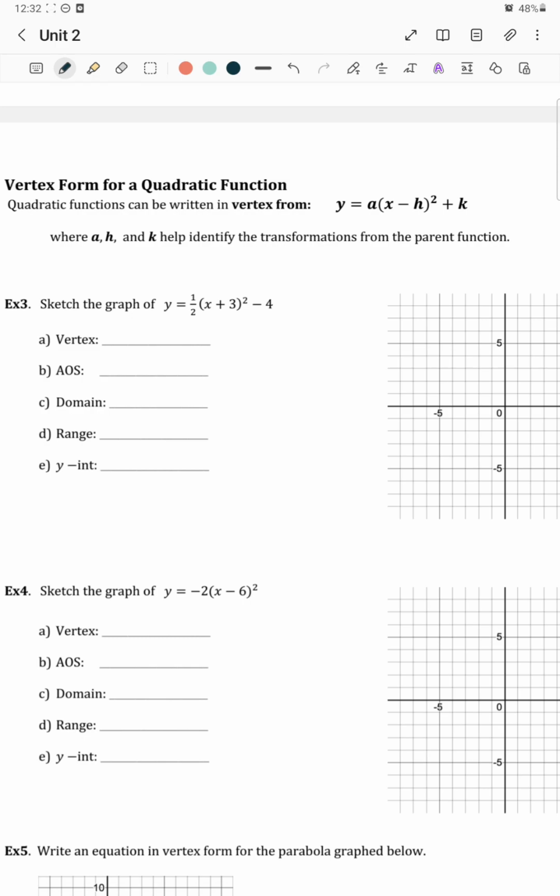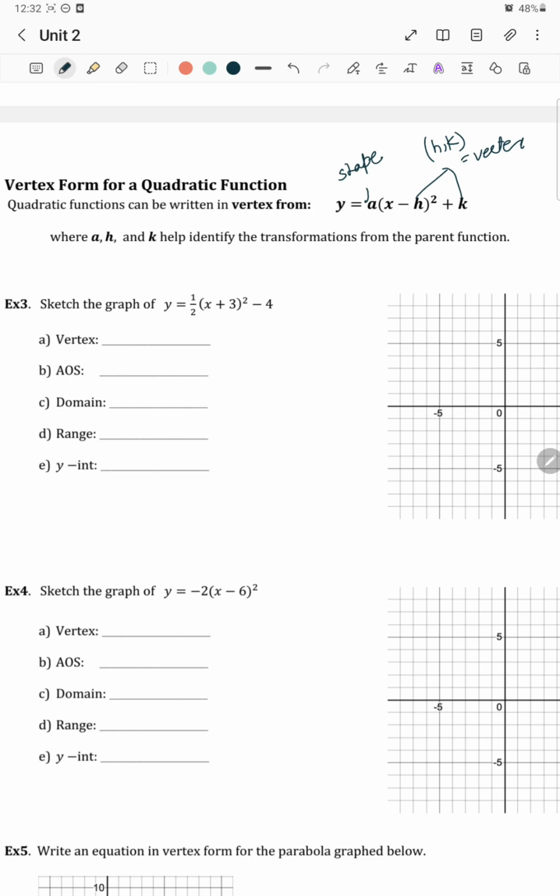So what do these points represent? a represents shape, h and k mean the vertex, and x equals h is the axis of symmetry.